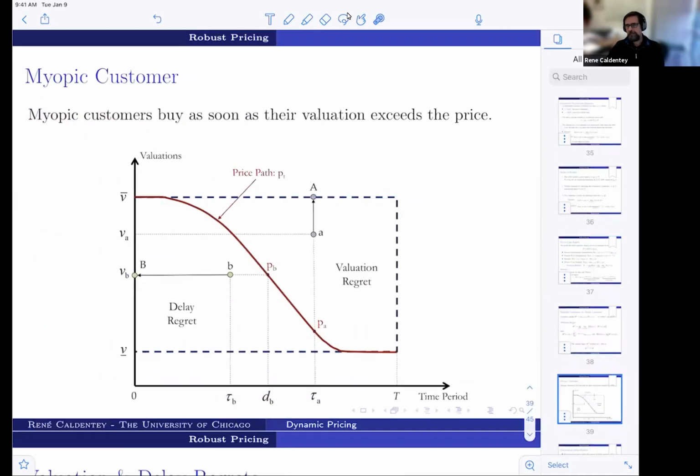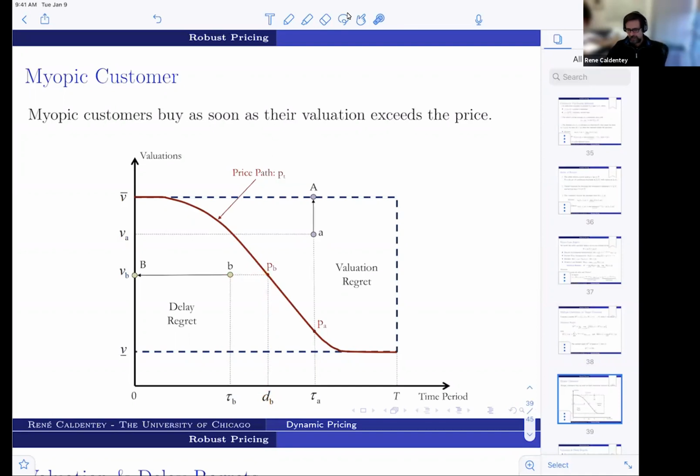So suppose that you have a myopic customer. This is my price trajectory. If this myopic customer is customer B here, this customer arrived at this time tau B with this valuation. The price is too high for that customer. The customer doesn't buy, but waits until the first time when the valuation is greater or equal to the price, which is precisely at this time dB. And so this is where the customer will buy.